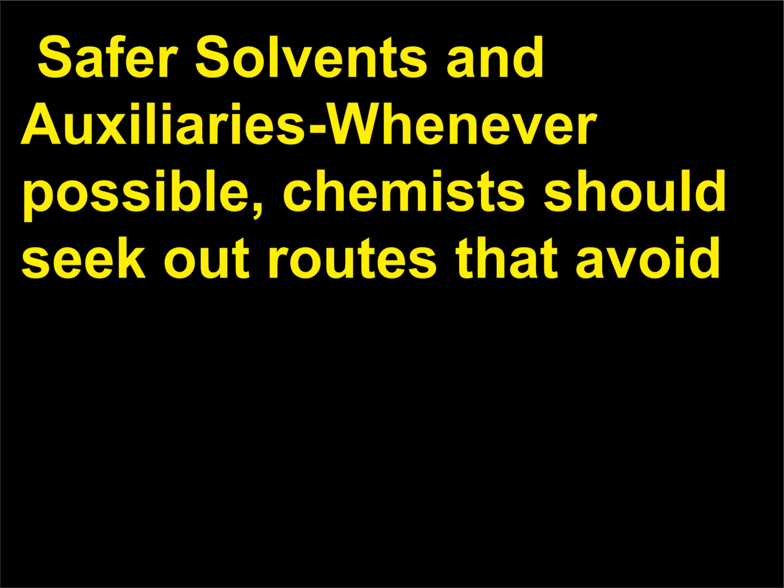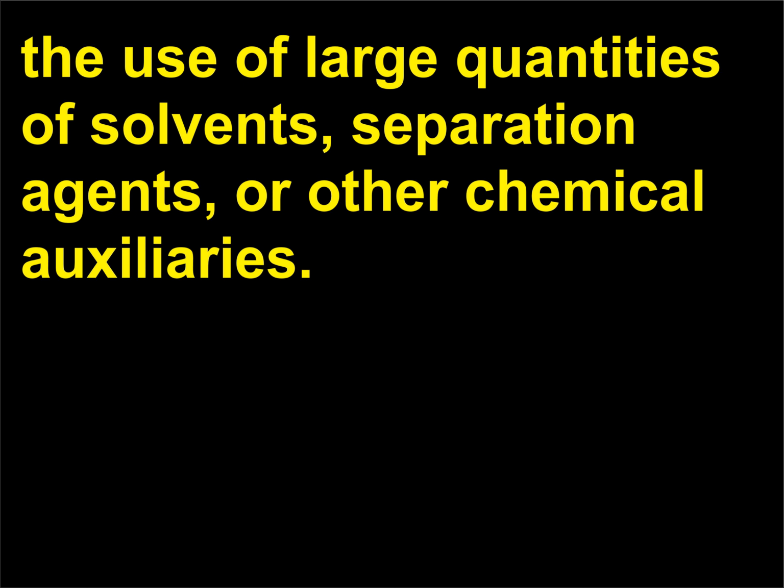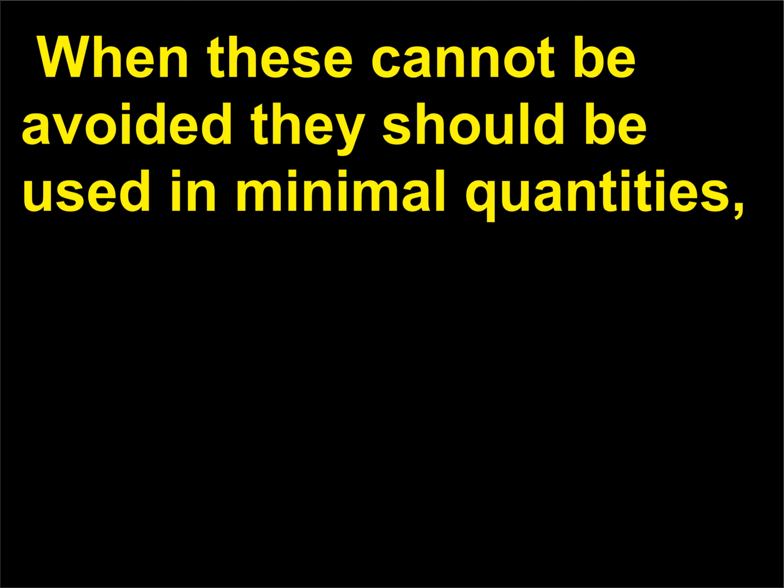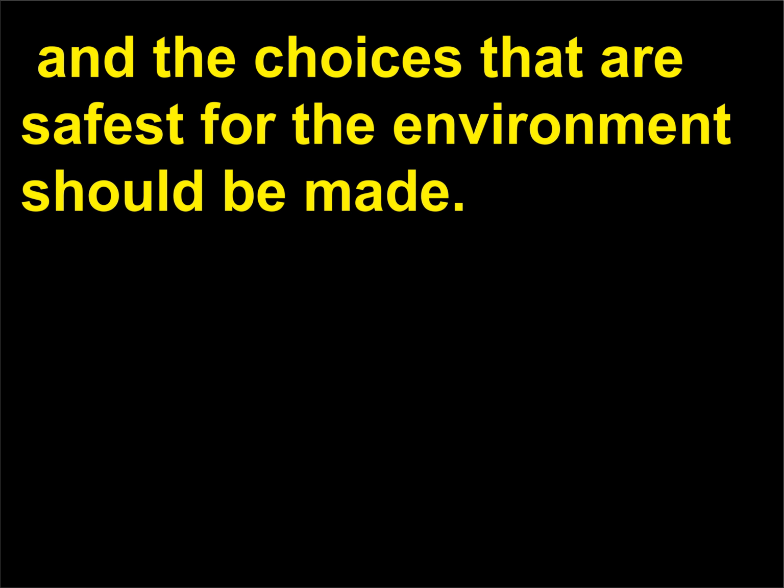Safer solvents and auxiliaries whenever possible. Chemists should seek out routes that avoid the use of large quantities of solvents, separation agents, or other chemical auxiliaries. When these cannot be avoided, they should be used in minimal quantities. And the choices that are safest for the environment should be made.